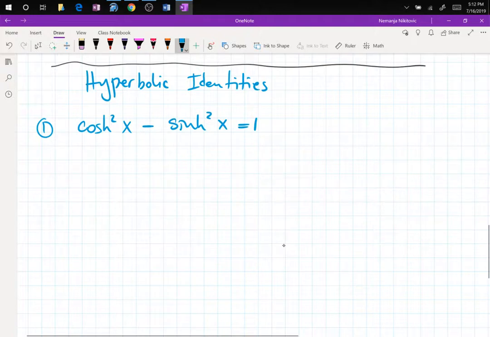What is the trig one with squares that gets you 1? Sine squared plus cosine squared is equal to 1, right? So you see over here, cosine hyperbolic squared minus sine hyperbolic squared gives you 1. $1 million to the person who knows what this one is. If you are just doing this, what is this equal to?